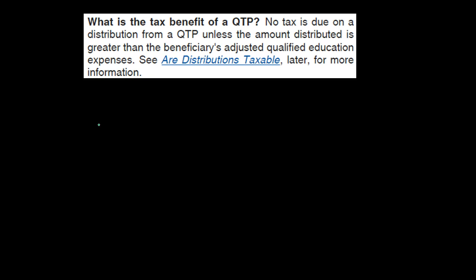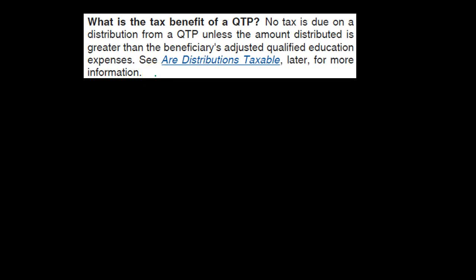Why would it be taxed? Because the value of it could have increased, and typically the increase in the value is the thing that could be taxed as income. And that's what could be the benefit. So that's our goal. So see "Are distributions taxable?" later for more information.